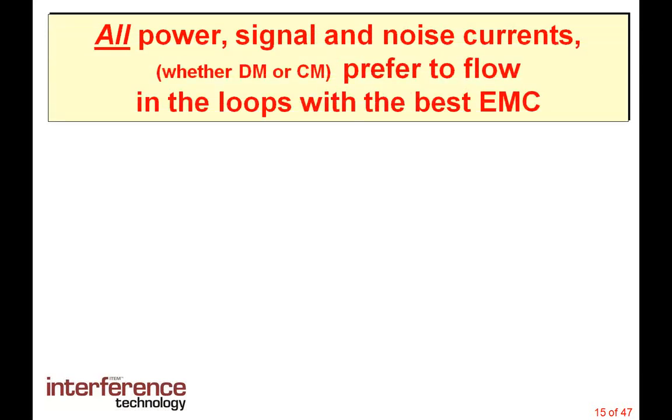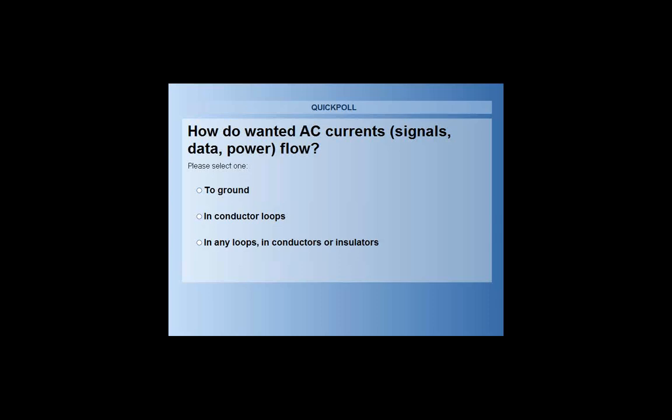Keith, I'd like to ask another question to our attendees. Attendees, how do wanted AC currents, like signal, data, and power, flow to the ground: in conductor loops, in any loops, or in conductors or insulators? We'll give you a few seconds to answer this question.